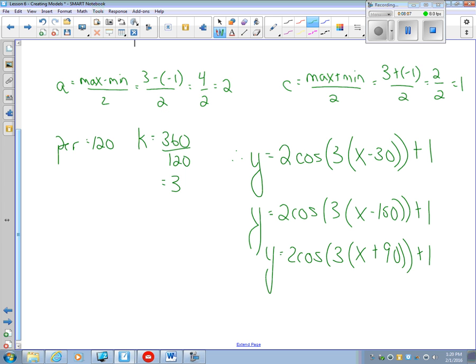Okay, so I can make all kinds of equations. I'm just going to pick different phase shifts. That's all I really need to do there. And that takes us to the end of the first page.